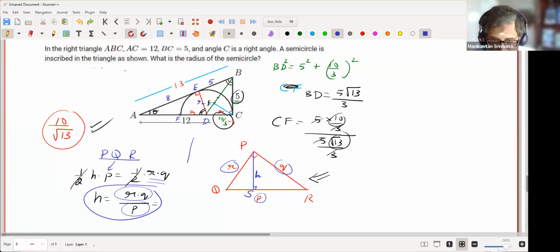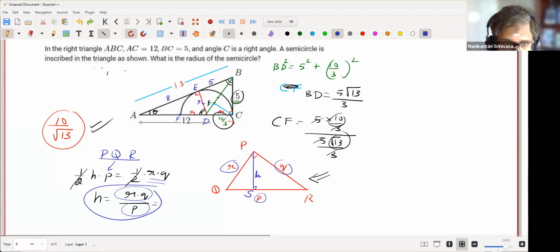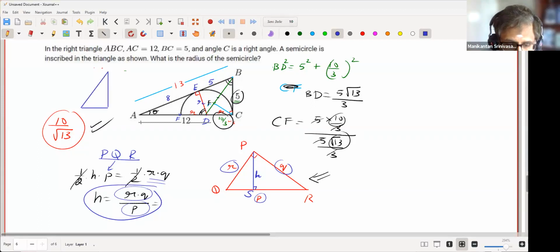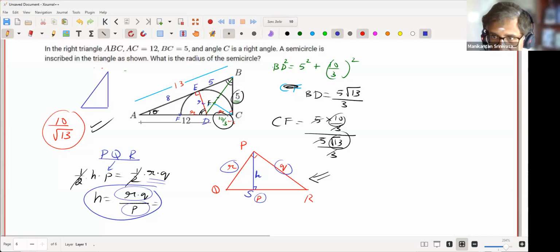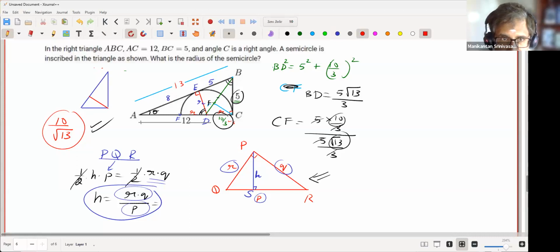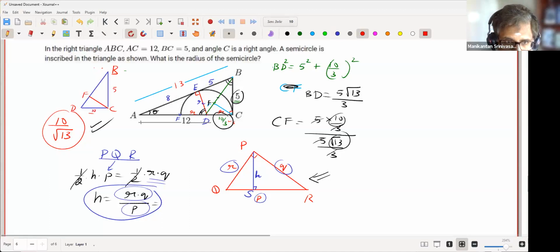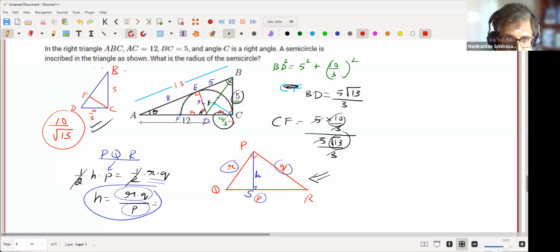So in this problem, I'll just draw the relevant diagram here. This is B, this is C, and this is D, right? This we know, and then this is the perpendicular that we are seeking. Just to label all the points correspondingly: this was B, this was C, this was D, and this was F. And we know this was 5, we know this was 10 by 3. And then in the previous problem, we just did, this was 5 root something, right? 5 root 13 by 3.